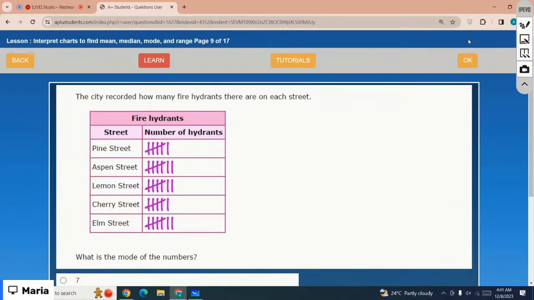The city recorded how many fire hydrants there are on each street. What is the mod value? Which is the correct option? Yes, it is 7, right? The correct option is 7.